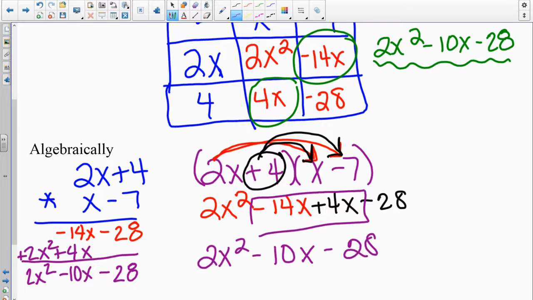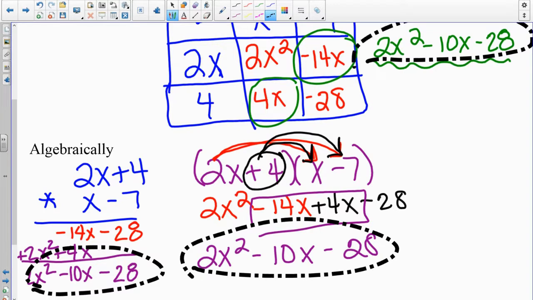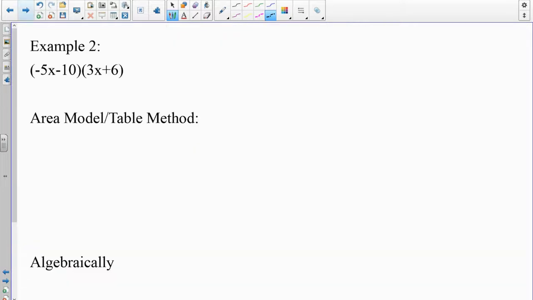So notice that every single one that I've done here, it doesn't matter if I do the vertical multiplication, the horizontal multiplication algebraically, or I do the table area model, we are going to end up with the same answer. So just decide which way you want to do it. You can try all 3 of them when you do problems. You can prefer one over the other. It truly doesn't matter. Let's look at another example here.